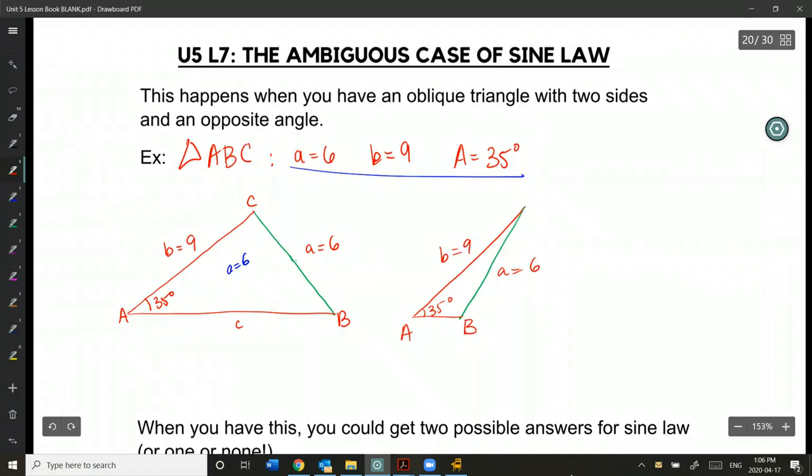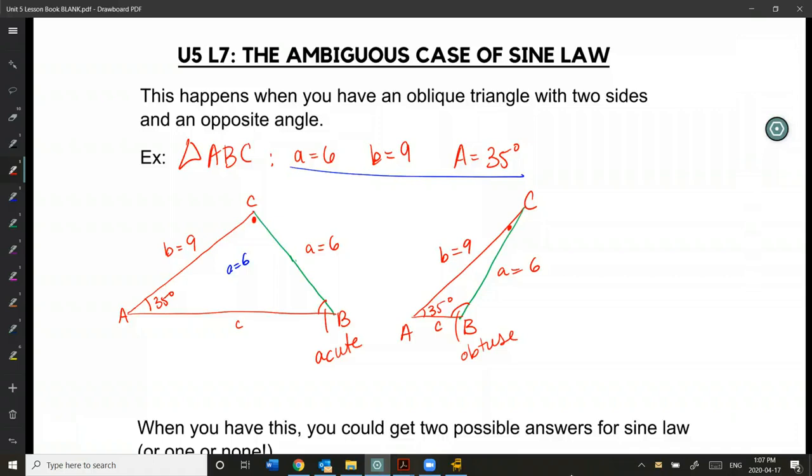Okay, so that actually means that in this scenario, the angle B actually has the option to be either an acute angle, which is an angle between 0 and 90, or an obtuse angle, which is an angle between 90 and 180. It also means that angle C is a changing angle, and side C, the length of side C, would actually be a changing side length.